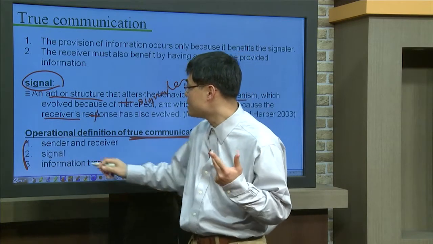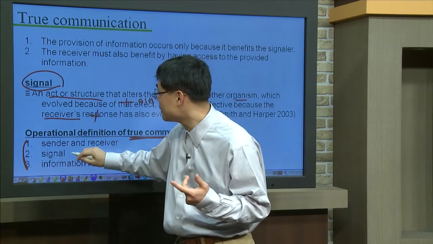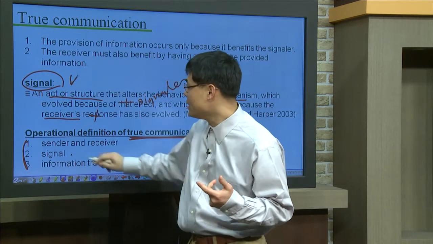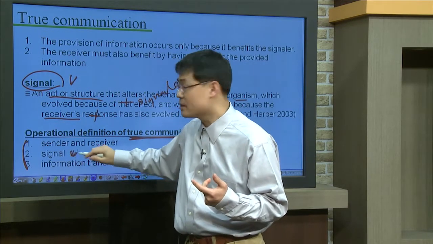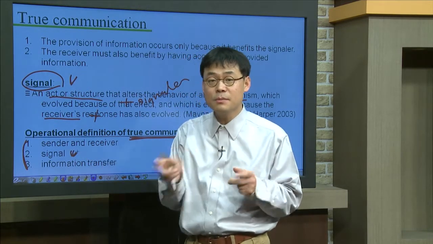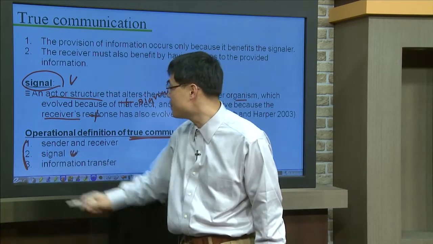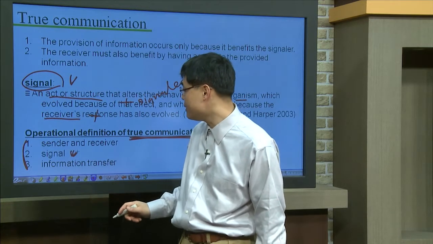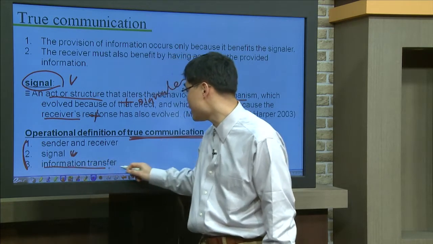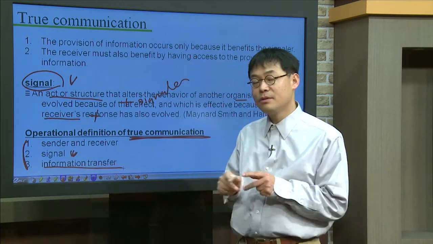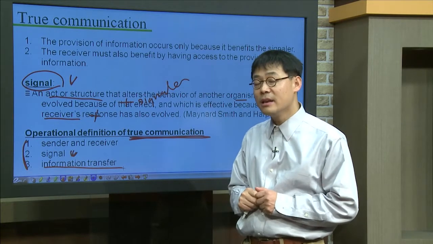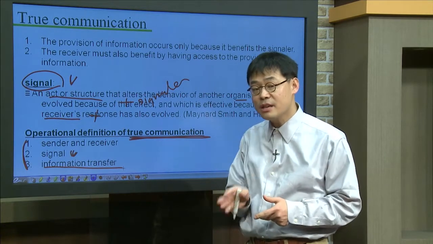You have to have a sender, a receiver and a signal. That means with the signal you have an increase of fitness of both sender and receiver. And the third component of this definition is information transfer. If these three conditions are met, then we can say there's communication.